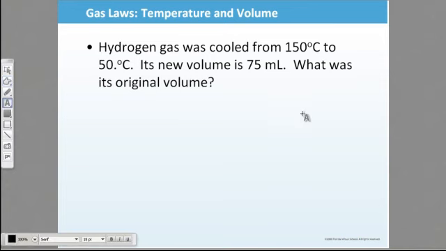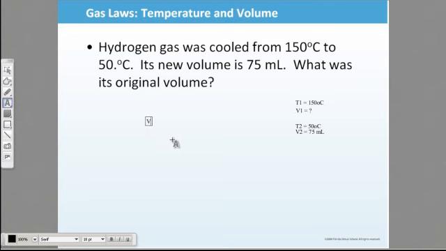All right, so again, we got to pull out the information we're given. We know that the initial temperature, T1, was 150. Then they said that the new temperature is 50 degrees, and the new volume is 75 milliliters. And we're being asked then to solve for the original volume. So we're solving for V1 this time.